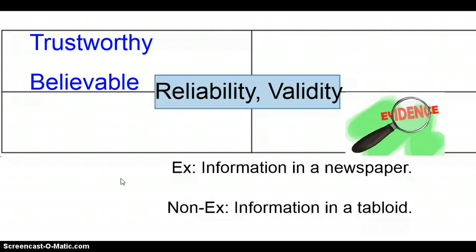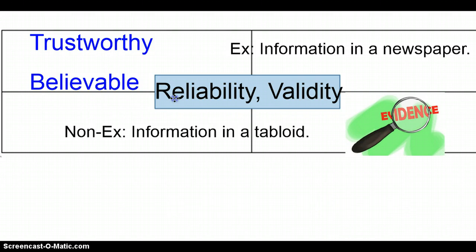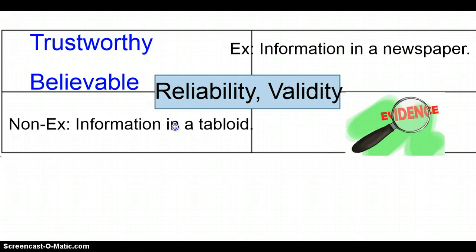A lot of things that are written are designed to trick us, sort of, and we want to be on the lookout for those. One example of reliable information is information in a newspaper. If you're reading something in the newspaper, that's been checked, and it probably has really good sources. A non-example of a text with reliability and validity is information in a tabloid.